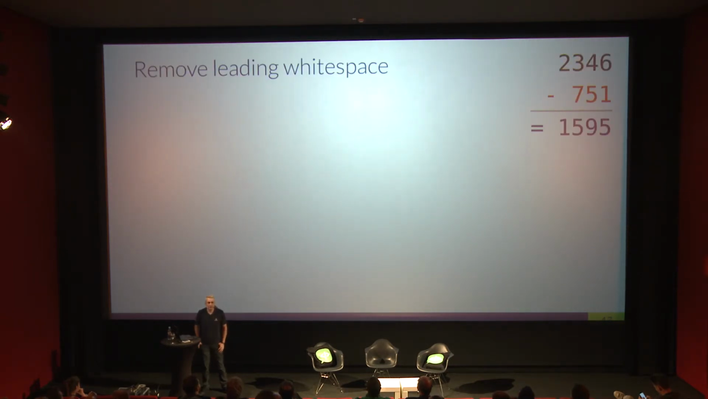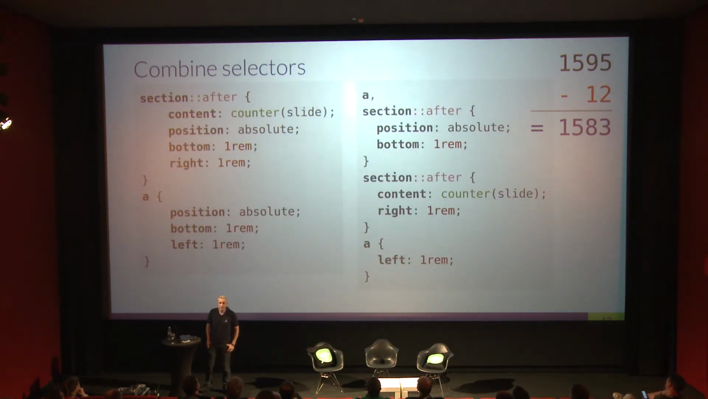What can we do? The most obvious part is remove leading white space. This removes 751 bytes. We are down to 1,595. How can we improve the CSS? We can combine selectors. I have two selectors which set position absolute bottom 1 rem. I can combine this to what you can see on the right side. I have one declaration block with two selectors with position absolute bottom 1 rem, and then in the declaration blocks I had before, I removed position and bottom. This saves us 12 bytes.